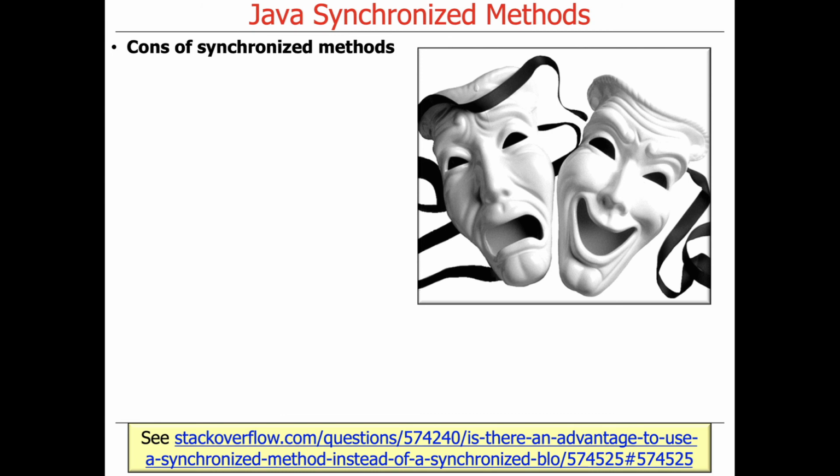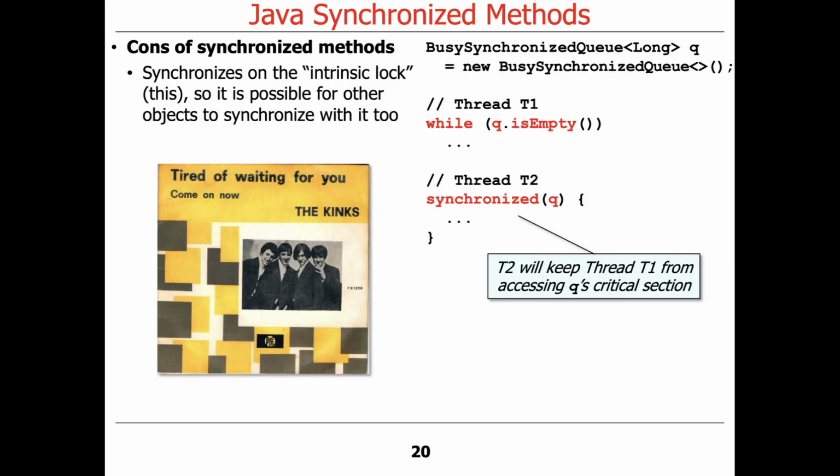But of course, not everything is unicorns and rainbows. There are some downsides to synchronized methods. One of the downsides, and this is very subtle, is that it synchronizes on the intrinsic lock, which is this. It's part of the this object. So it's possible for other objects to synchronize with it too. And this is really confusing.